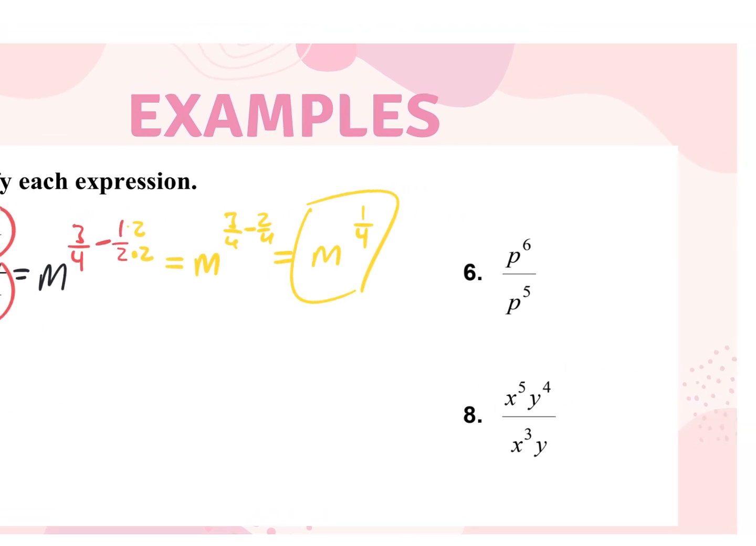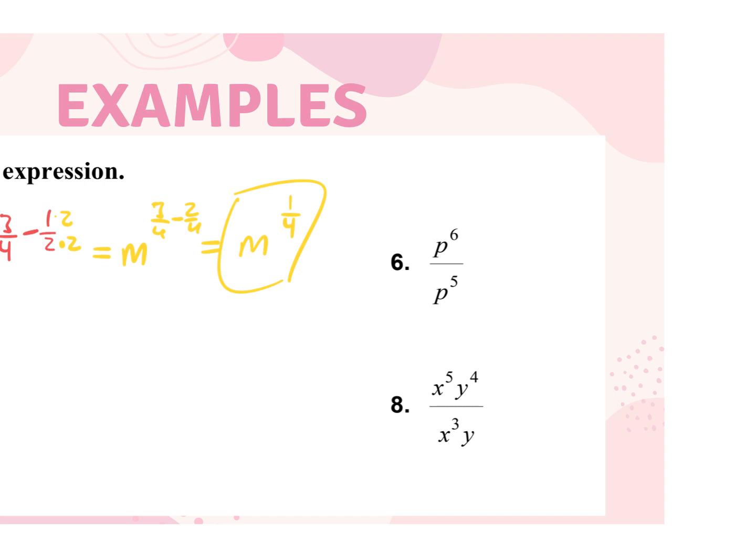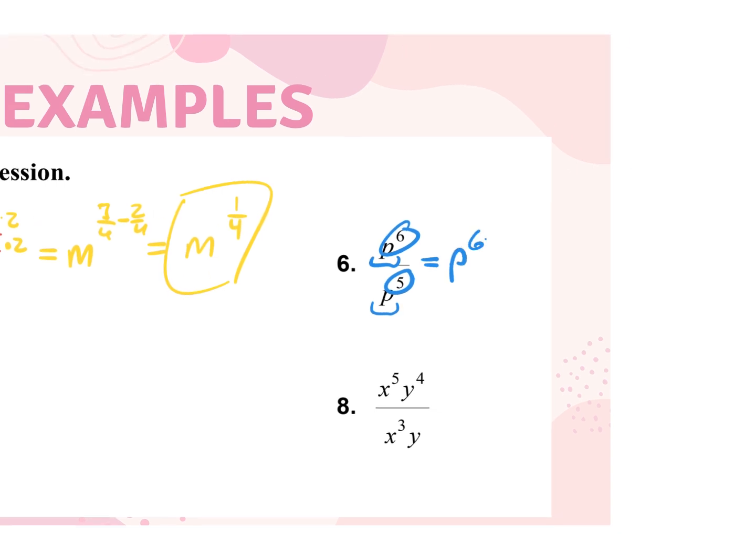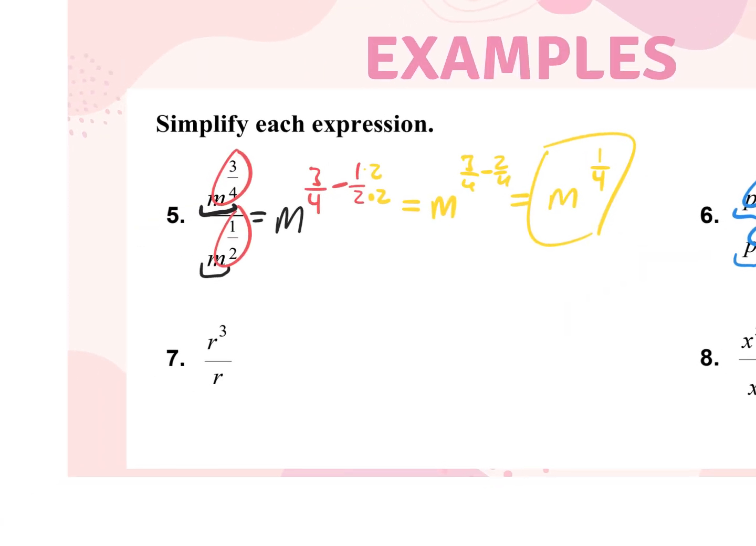All right, and then this next one, p to the 6 over p to the 5th, right? They have the same base of p, and they have exponents. So what I can do is subtract the exponents. This is going to become p to the 6 minus 5, and that's going to become p to the first, right? And you don't have to write it if it's to the first power. You can just write p. That's perfectly acceptable. All right, and now this next one, r to the 3rd over r. If you don't see an exponent, assume it's 1. So this is going to become r to the 3rd minus 1, which is r to the 2nd power.